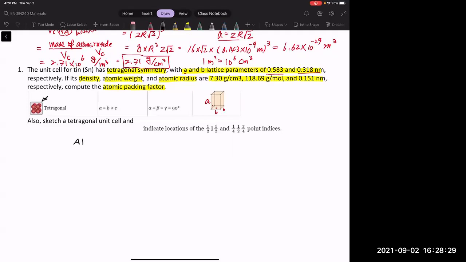So the atomic packing factor, abbreviated as APF. What that means is the volume of the unit cell, which we can find out by the lattice parameters. I also want to find out how much of the space is taken by the atoms. So this is the space of the atoms.